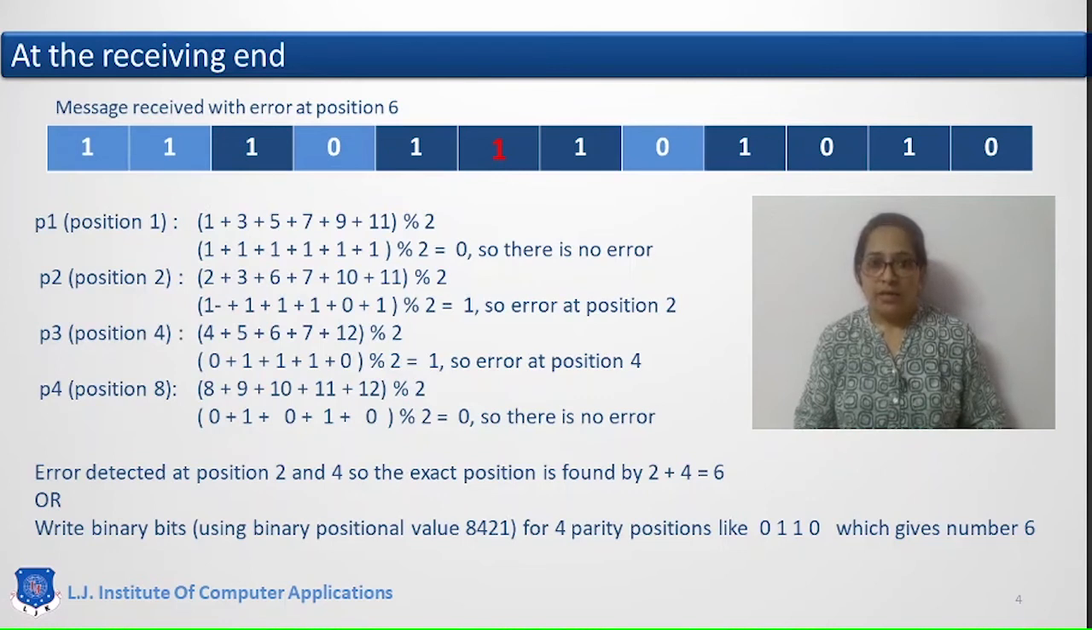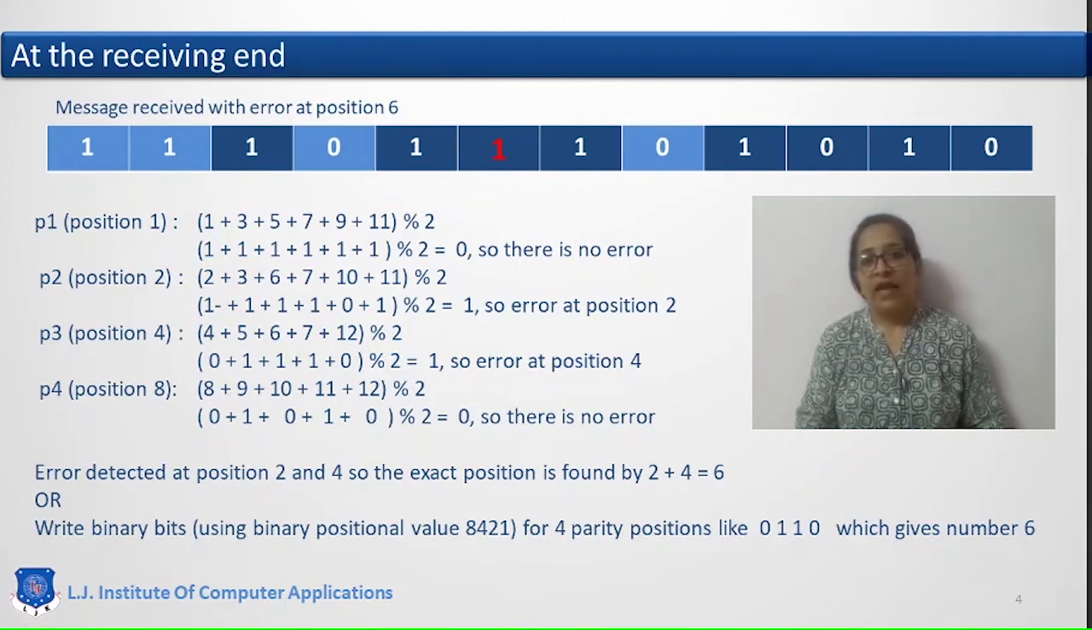So here as shown in the figure, the receiving end has calculated for parity P1, that is for position 1, and it is getting 0 because the number of ones is even. But for position 2 and 4, it is getting an odd number of ones, that is, it is getting an error, as 1 is the resultant value. So positions 2 and 4 are detected as errors, and the position 8 parity is perfect. It is giving even parity.